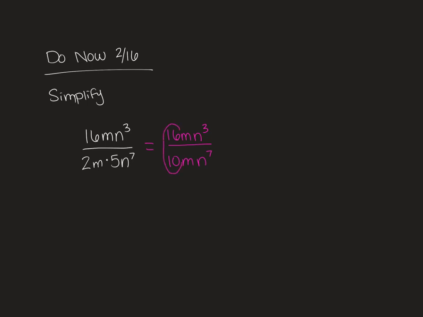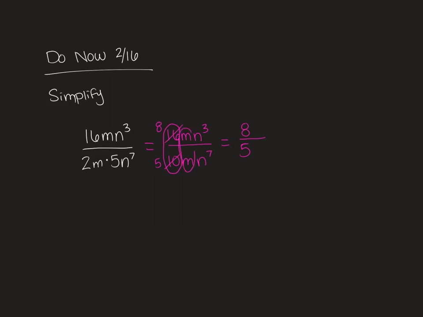So we need to divide 16 by 10, which doesn't actually go into 16, but it can reduce by 2. So 2 goes into 16 8 times, and 2 goes into 10 5 times. So we now have 8 over 5.